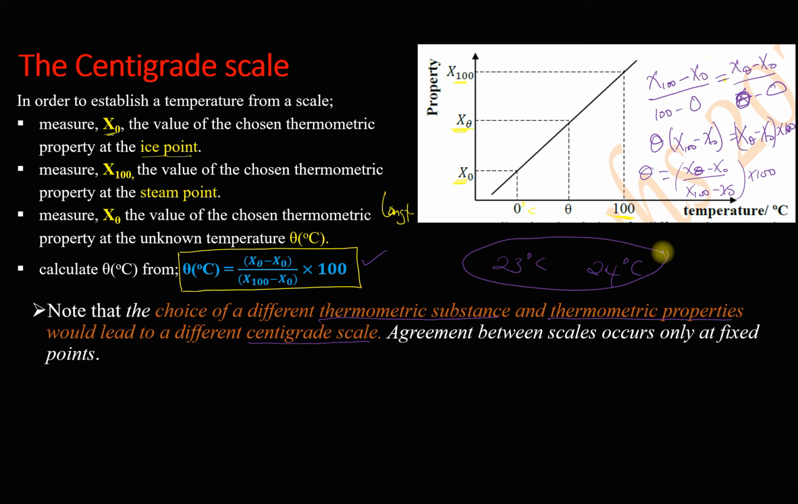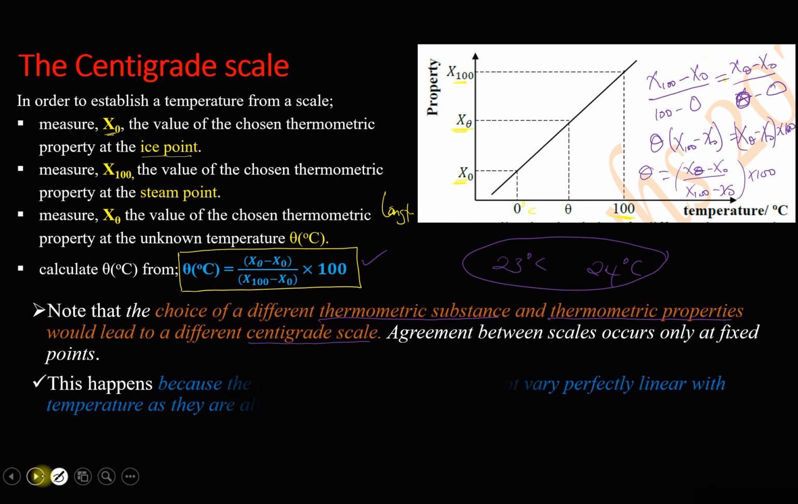It depends on the thermometric substance and thermometric property being chosen. Yet these properties may not perfectly vary linearly with the temperature. So this happens because the thermometric properties may not vary perfectly linearly with the temperature, as they are always assumed to.